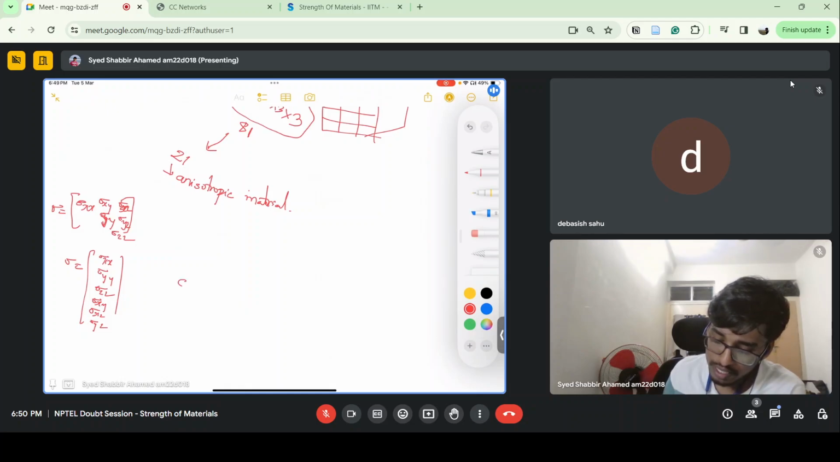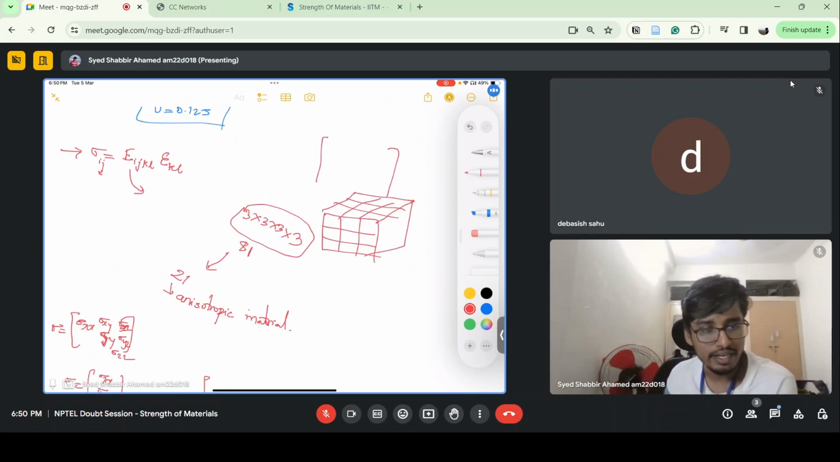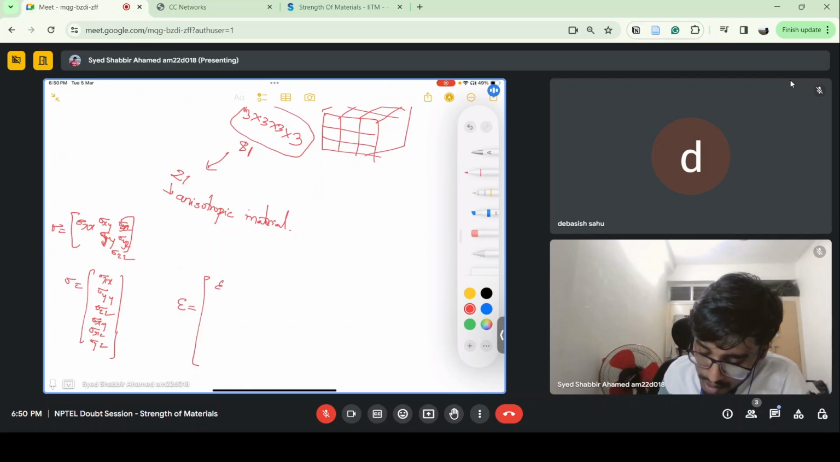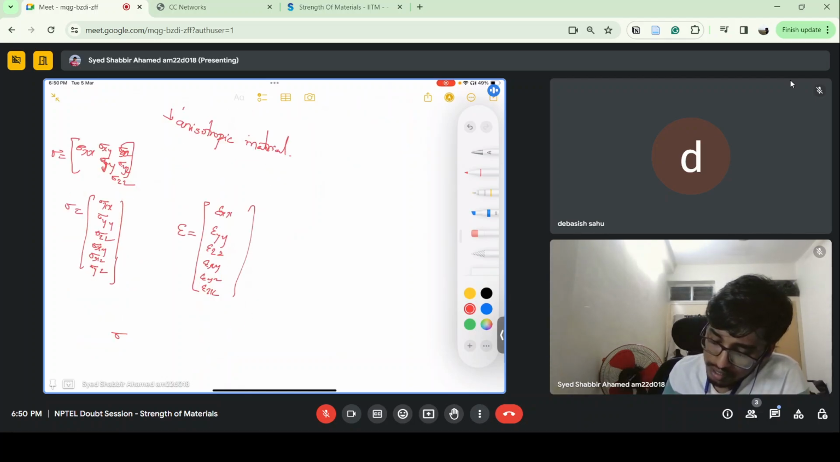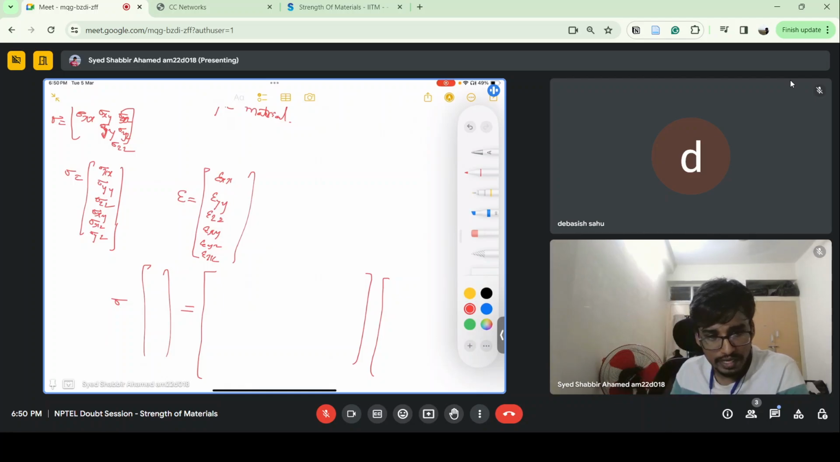Similarly, strain also I can write like this, like a vector. It is not a vector, but I am just writing it so that, since I cannot comprehend a fourth order tensor in space, I write it like this: epsilon xx, epsilon yy, epsilon zz, xy, yz, xz. And then if I have this sigma vector, using this I can write this fourth order tensor in the form of a matrix.